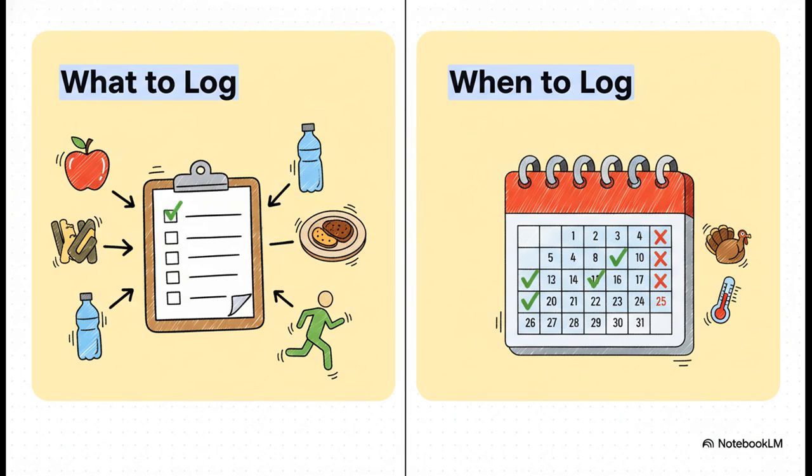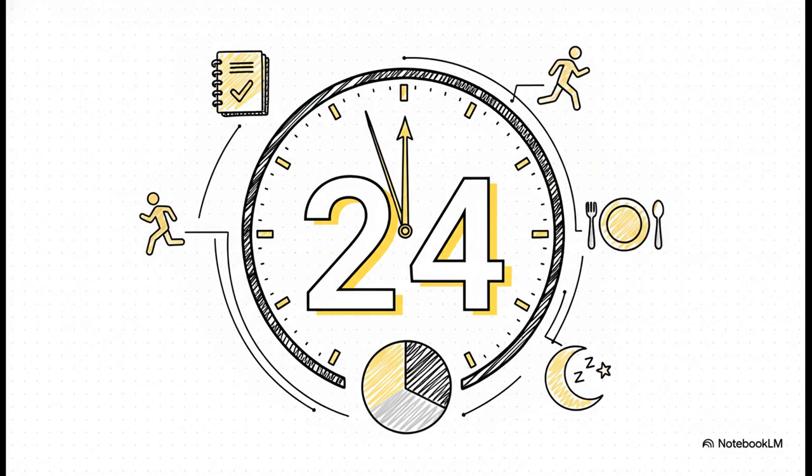So what exactly are you logging? Well, as you can see, it's everything you eat and drink and how much, along with all your physical activity. But just as important is when you log. You want to pick a normal week. Definitely try to avoid times when you're sick or on vacation or fasting because that data just won't be very useful.